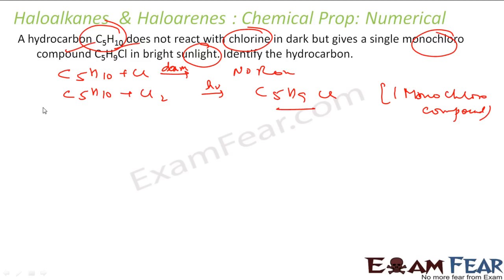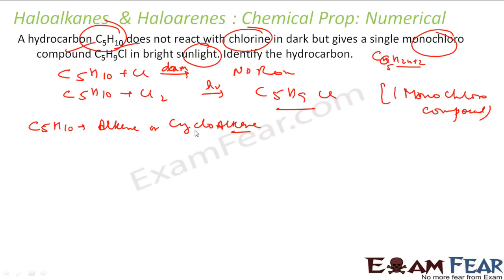Now if you see the formula of C5H10, the alkane formula is CnH2n plus 2. So you put n equal to 5, it has to be 12. But it is not alkane, it is 10. That means it is alkene or cycloalkane, correct? Because there is a double bond or it is cyclic in nature. So our assumption is that C5H10 is either an alkene with a single double bond or a cycloalkane.